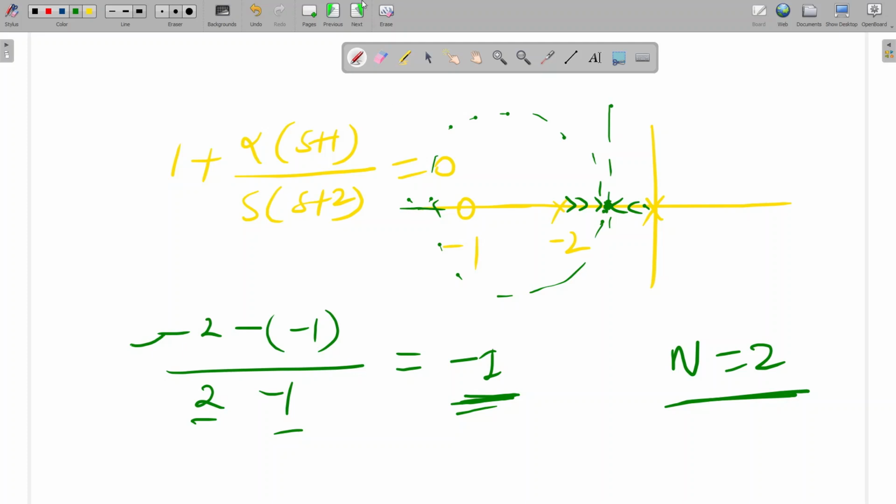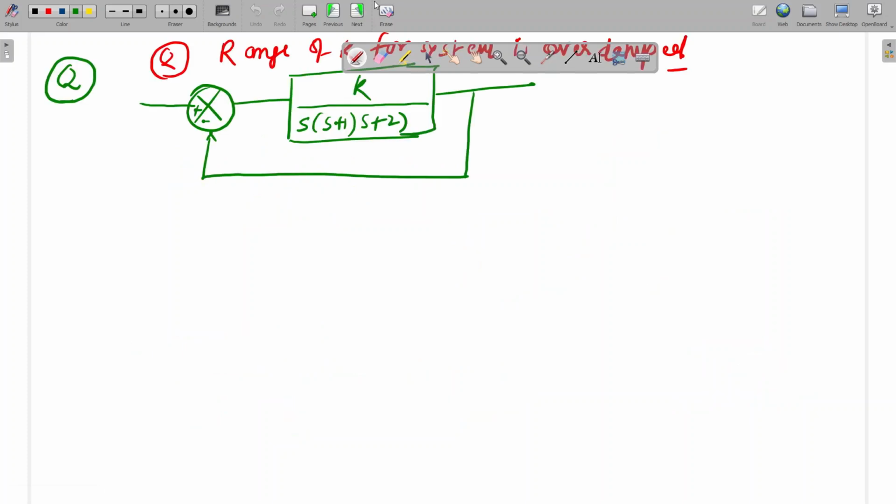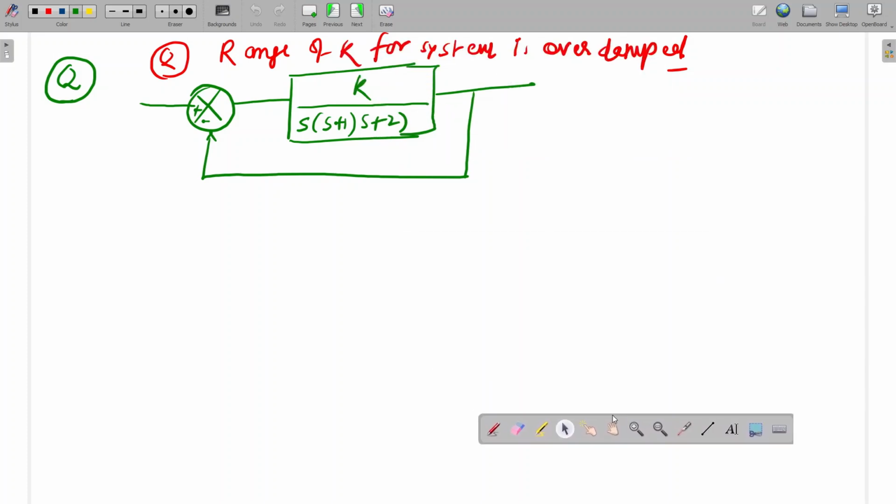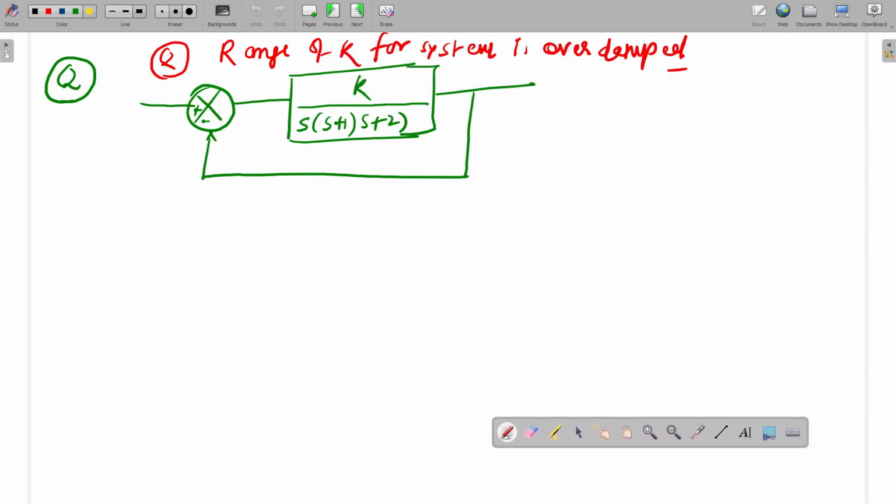Yes, sir. So this is the last root locus question. After that, I will start the Bode plot. This is a good question only. Here we have to find the range of k for which the system is overdamped. So first we can draw the root locus. At s equal to 0, one pole is there. At s equal to minus 1, one pole is there, and at s equal to minus 2, one pole is there.